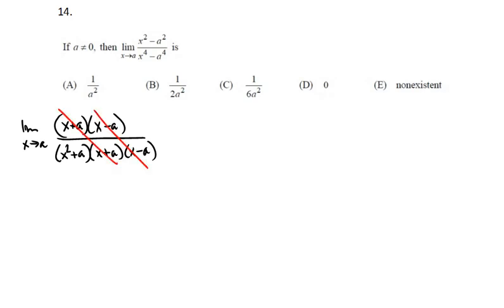Sorry, that first term should have been x squared plus a squared, and then x squared minus a squared, which we then factored. And now we're left with the limit as x approaches a of 1 over x squared plus a squared. We plug in a for x, and we'll get 1 over a squared plus a squared, which is 1 over 2a squared, and that's option B.